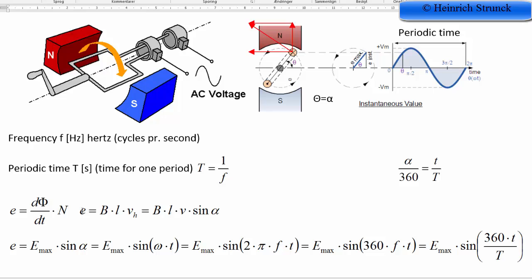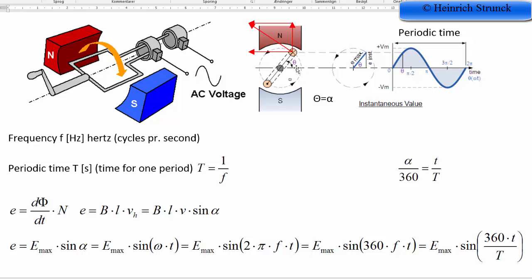Or we can say that the electromotive force is the flux density multiplied by the length of the wire, the effective length, and multiplied by the horizontal speed. It is because we can see over here, we only generate voltage when we cross the magnetic field lines. And the magnetic field lines go from north to south.